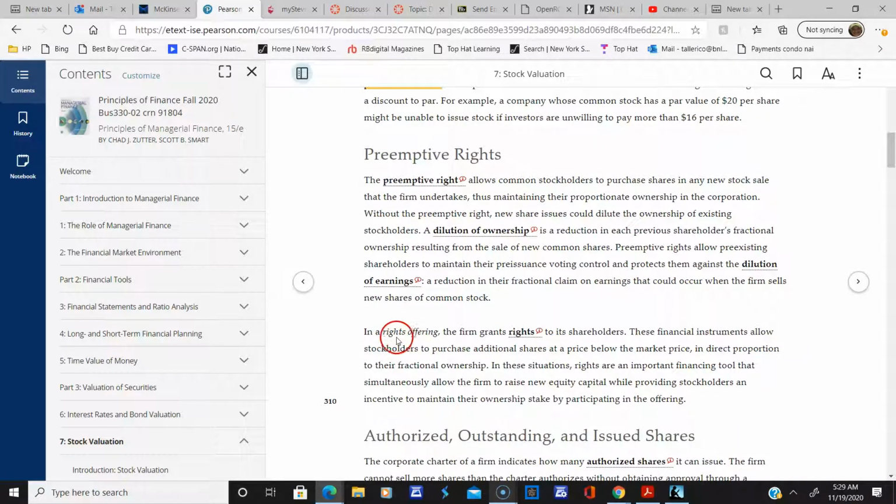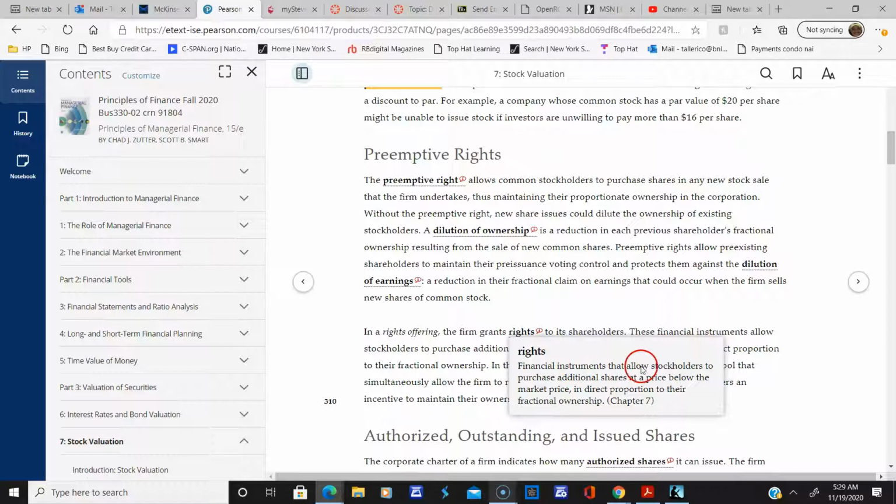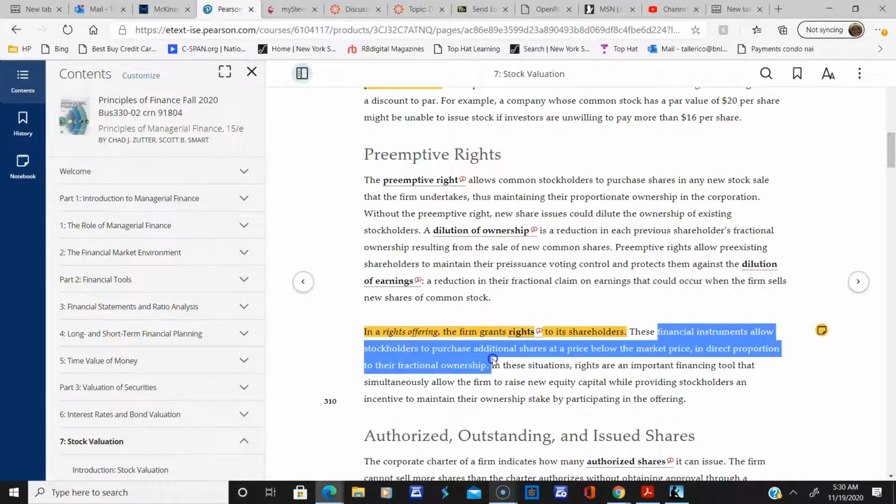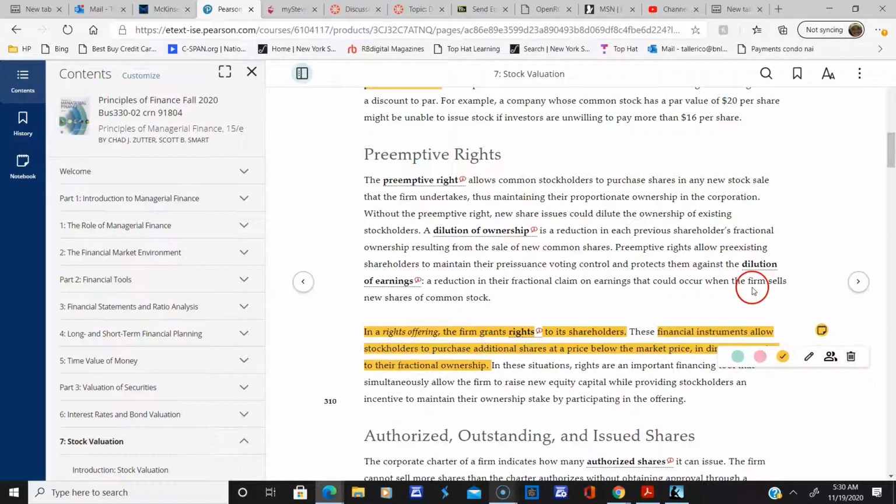All right, so a rights offering is another important term. And let's highlight that because that's important. Rights are financial instruments that allow stockholders to purchase additional shares at a price below the market price in direct proportion to their fractional ownership. So what they'll do is they may let you buy shares at a reduced price. This is important. And they'll tell you that if they're issuing new shares.